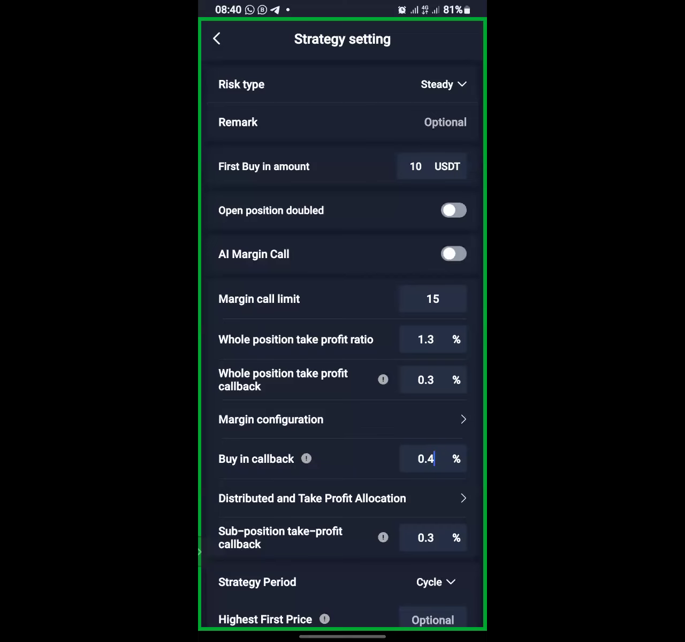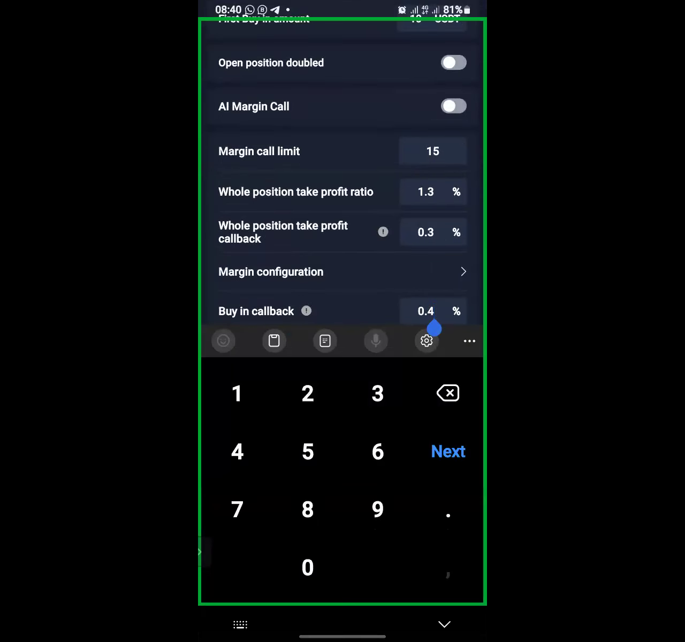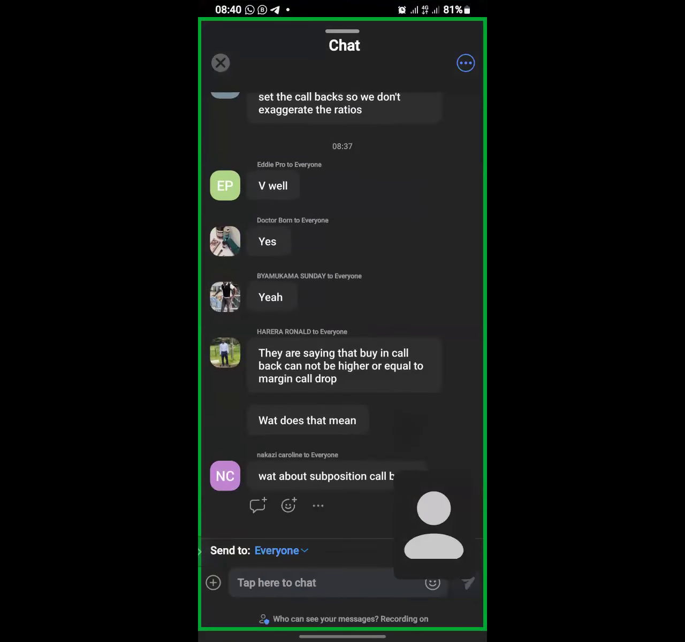So the buying callback and the whole portion take profit callback balance the price, the good price at which the robot is supposed to buy, in most cases when you're trading on cycle. If you're using 0.5, it should not be equal to or more than the margin call drop in the margin configuration. I hope I'm okay with that, Mr. Ronald.